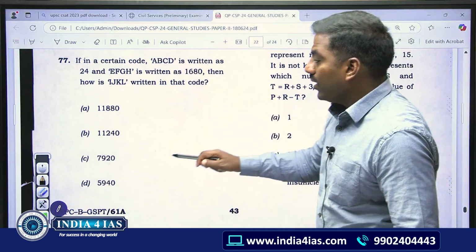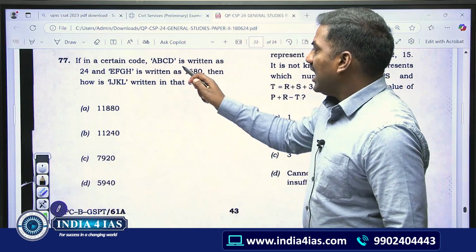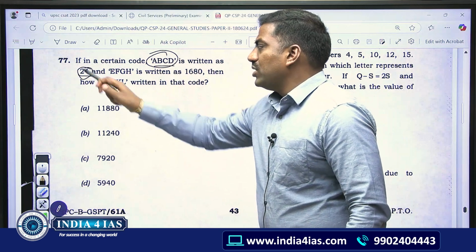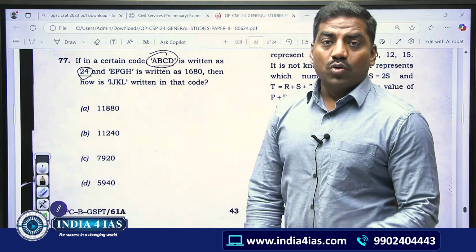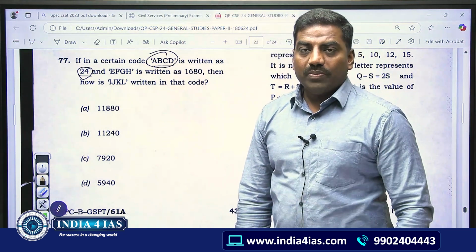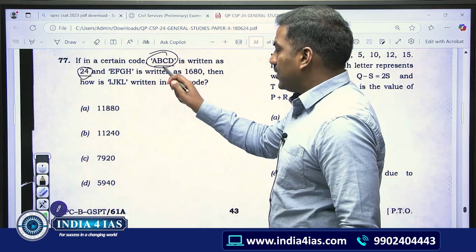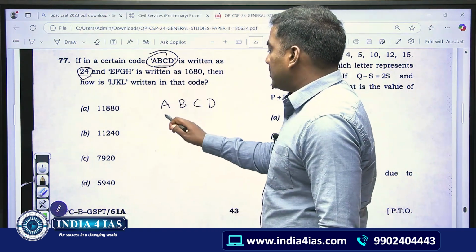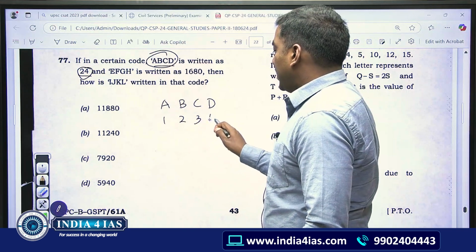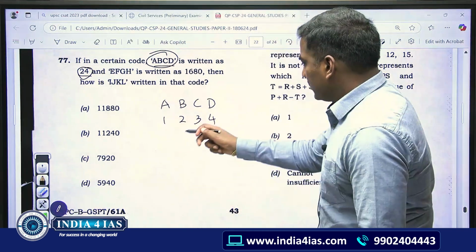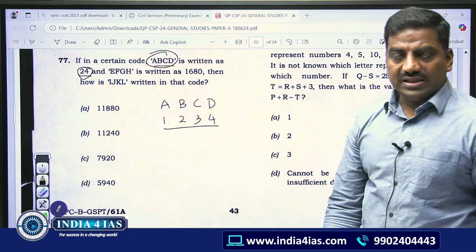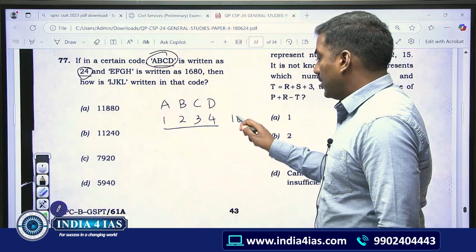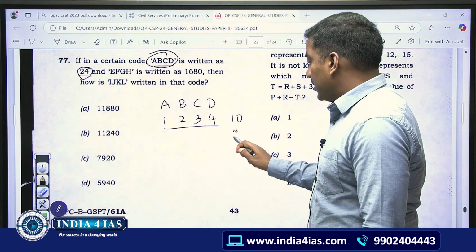This is related to coding. ABCD is written as 24. See, here 4 letters are there, but look at the value they have given. If we assign individual values, it will not be 24. So something is happening with ABCD. In alphabetic order, A is 1, B is 2, C is 3, and D is 4. But do something with these numbers. Apply some logic. If I add them, this will be 10. If I multiply them, it will be 24.